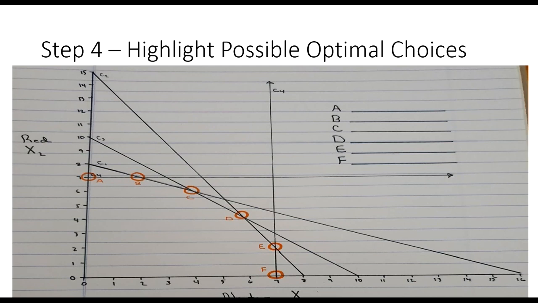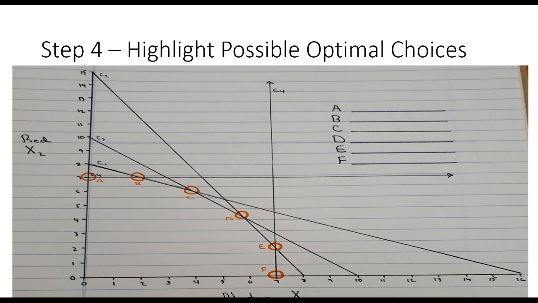We have A, B, C, D, E, and F. Each of these could be our perfect, our optimal production choice. Could be 0 nectar, 7 red, could be any of these, could be 7 nectar, 0 red. We don't know yet, but these are the possible choices that we've found.